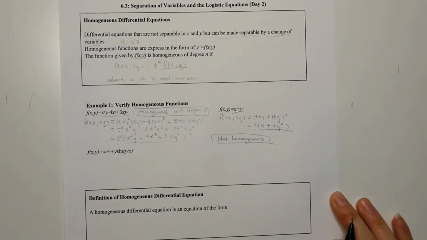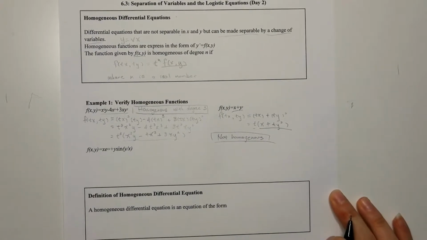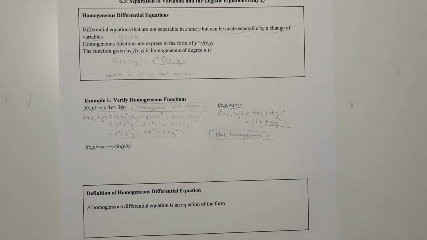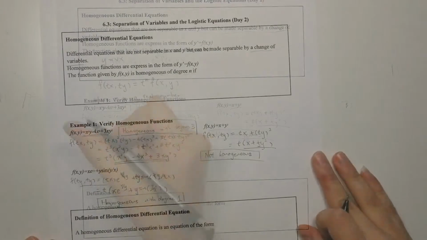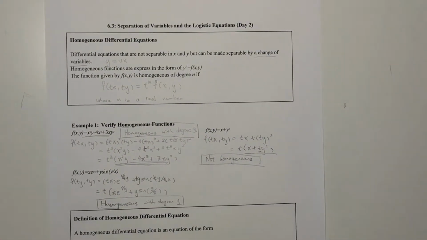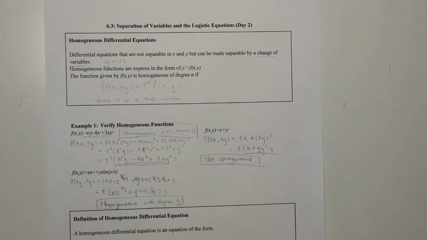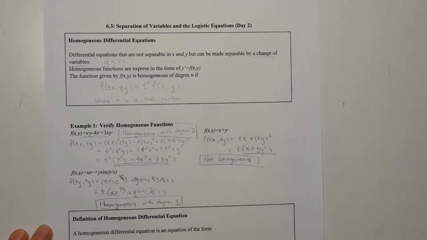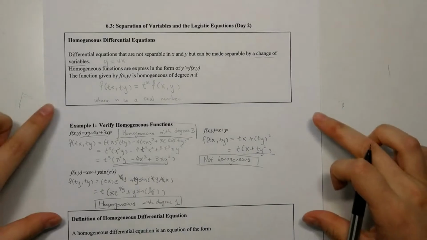Now for the third example, try it yourself. Pause the video for a second and then check your answers. And the answer is that it is homogeneous with a degree 1. So let's move on.